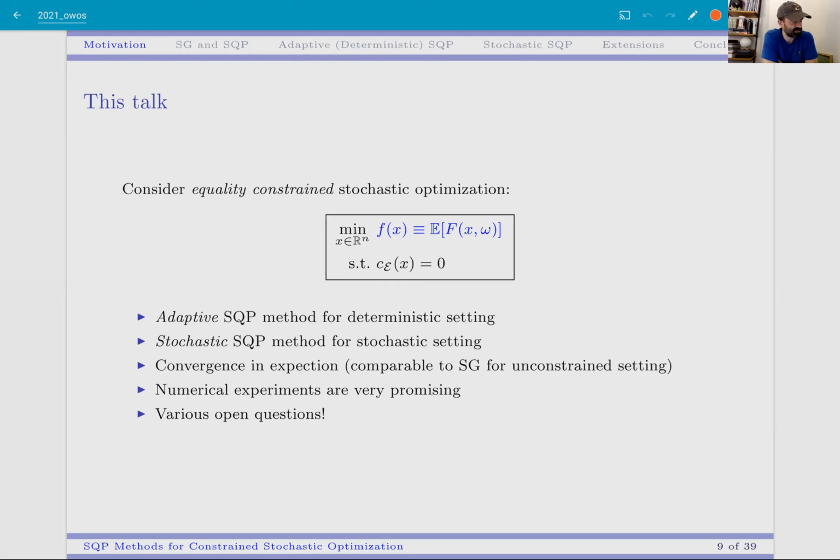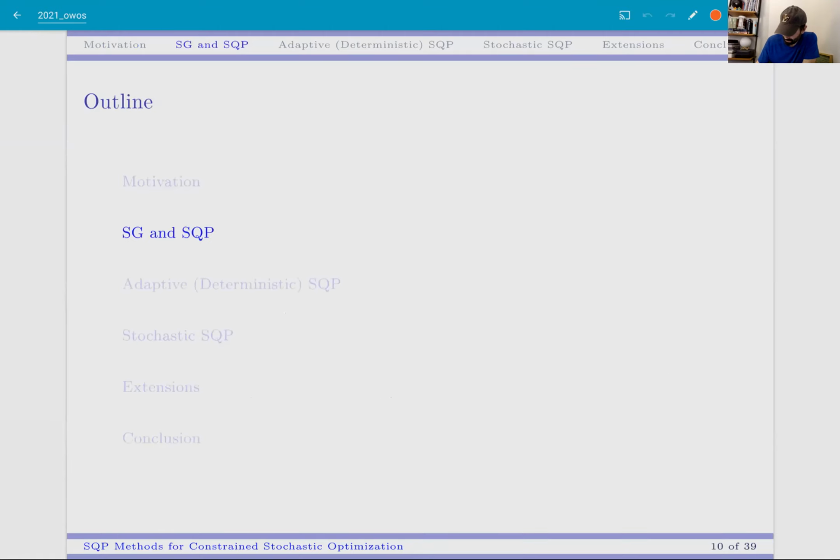We're assuming that that's not really going to be tractable for us. So we're going to have to design a different type of algorithm for the deterministic setting. And then we move on to the stochastic setting and talk about our convergence theory. And I can show you some experiments and various open questions and extensions we've been working on.